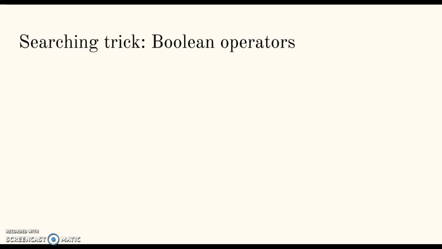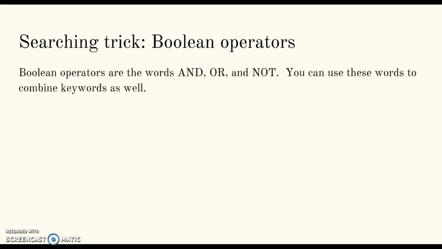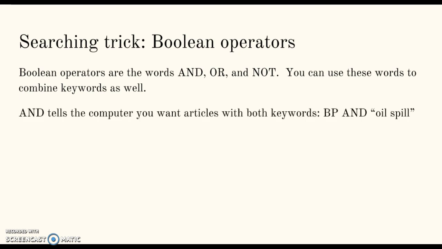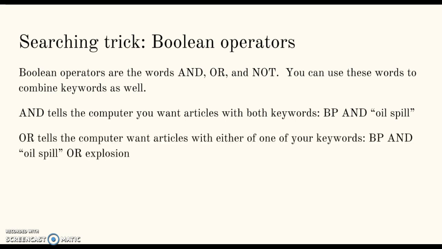You can also use what are called Boolean operators in the same way. Boolean operators are the words and, or, and not that you can use to string together your keywords. If you use the word and between two keywords, it tells the computer that it must bring back articles with both of those words. If you use the word or between two keywords, it tells the computer that you want articles with either one of those two words, but the article doesn't have to have both words.